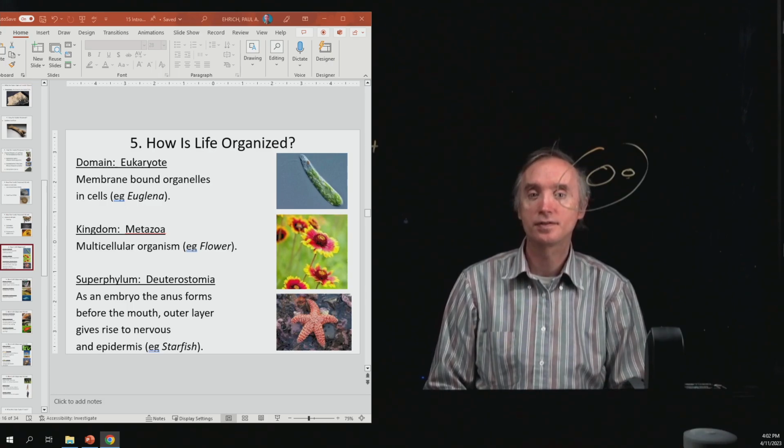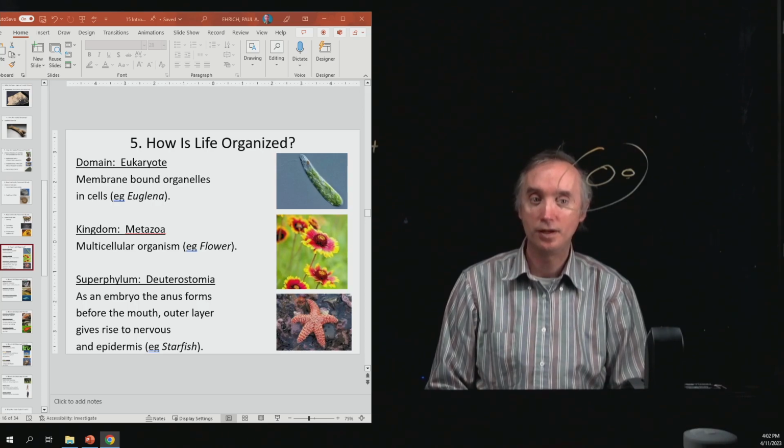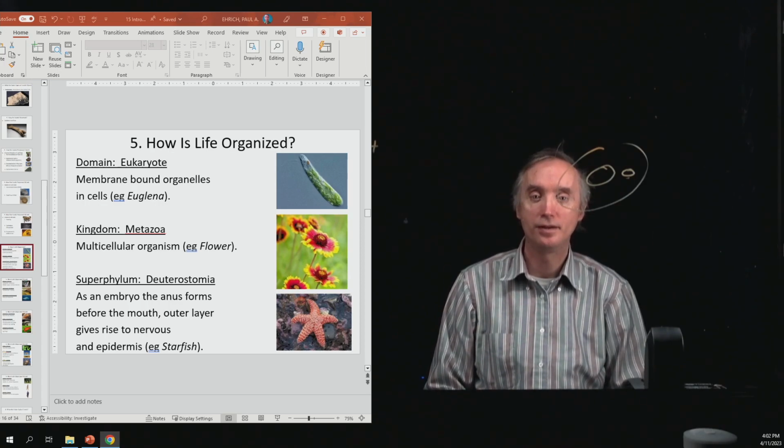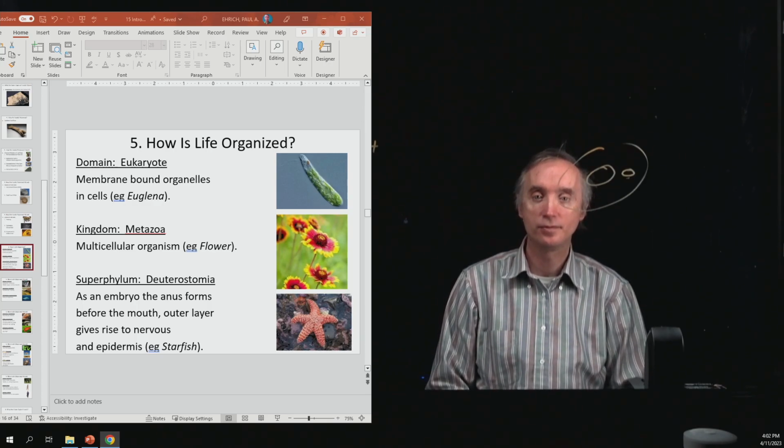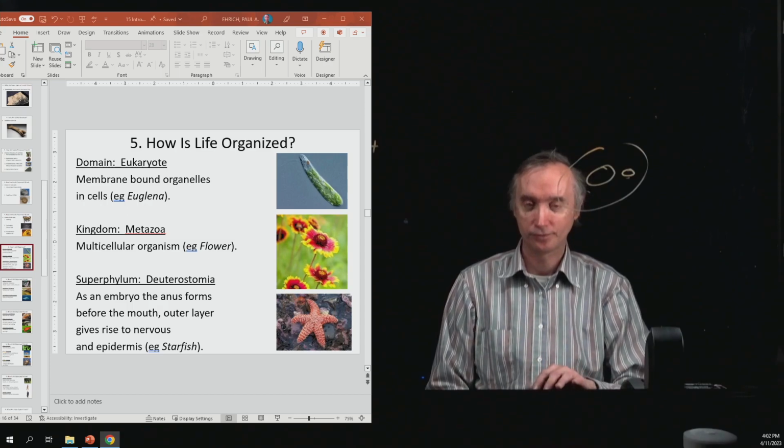The next thing is it's going to be from the kingdom Metazoa, which means it's multicellular. So now we know that it's not going to be a one-celled organism. Whatever this thing is, it's composed of multiple cells. The next thing is it comes from the superphylum Deuterostomia. As an embryo, the anus, the butt, forms before the mouth. The outer layer gives rise to the nervous system and the epidermis. An example of one of these kinds of organisms would be a starfish. Can you guess what the organism is yet? Well, probably not. All right, so let's keep going here.